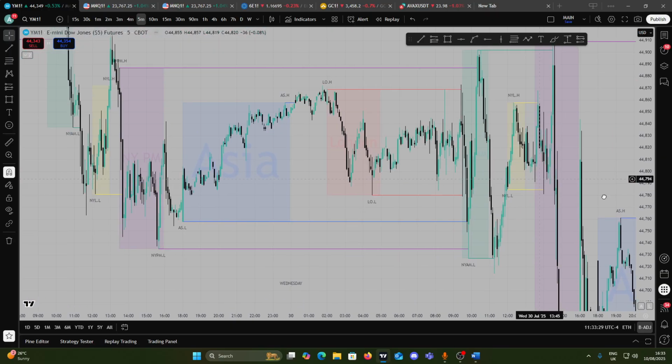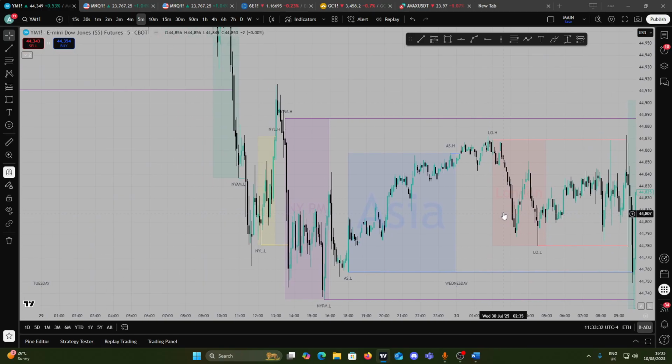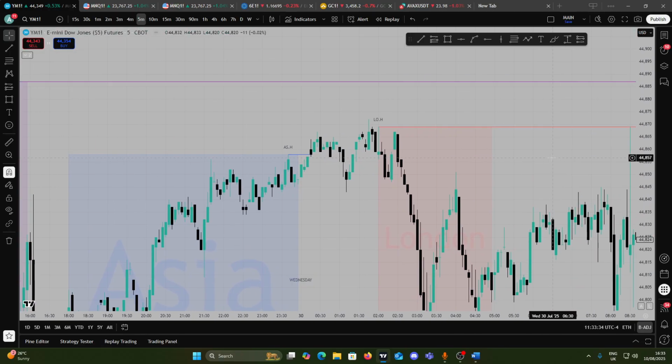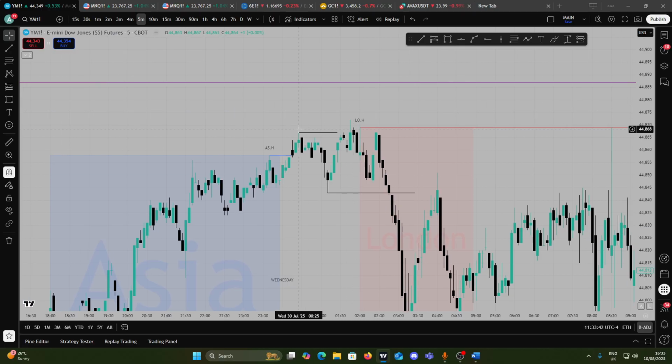Yep, this is a breaker. Okay, so what do we see here? We see a swing high. We see a swing low. But why would I not consider this the breaker that I want to trade?